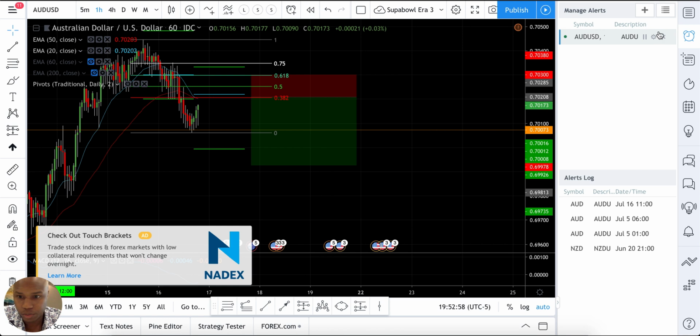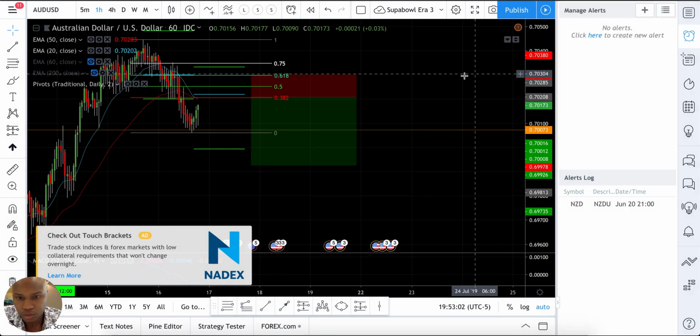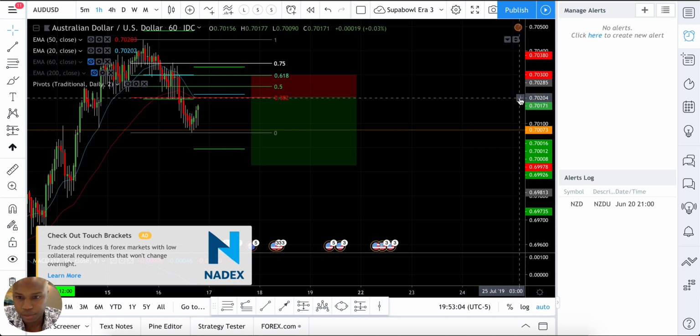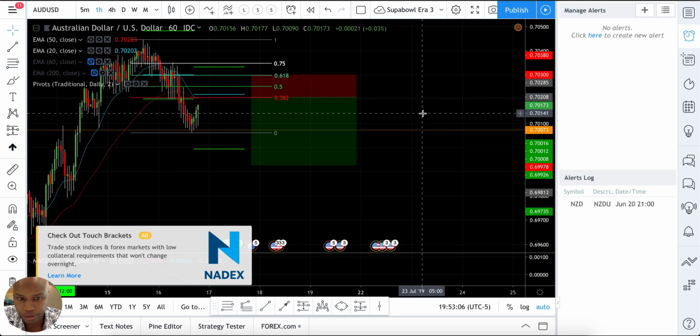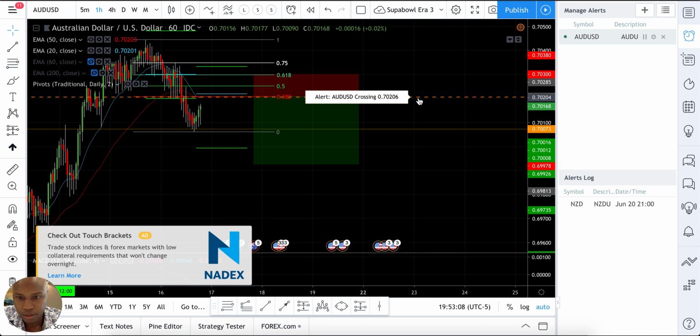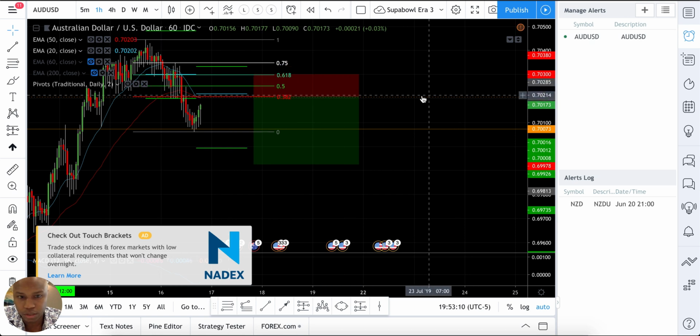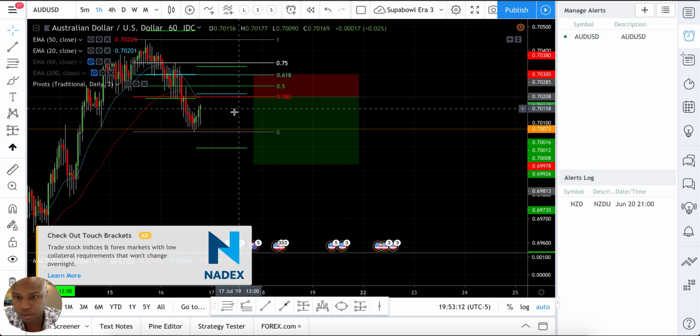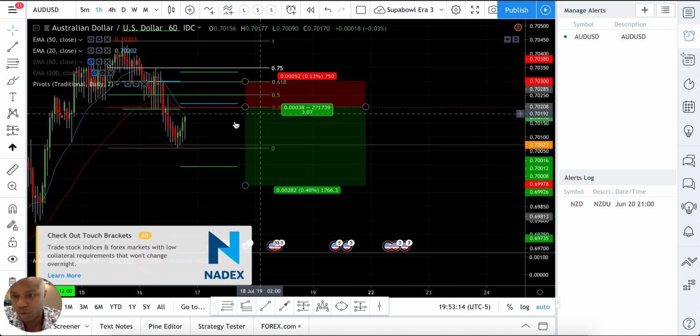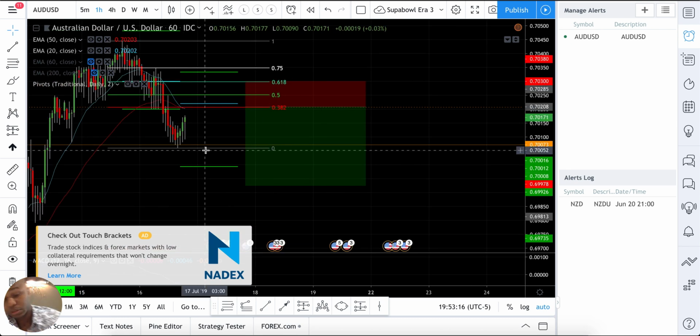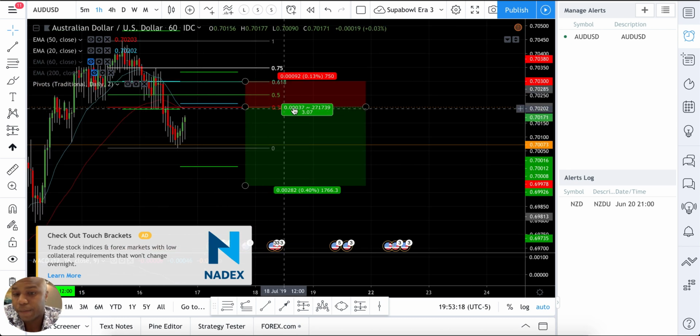Man, they're killing me with this. So if I get rid of that, they'll let me put an alert here. Okay, so basically this is going to go off as soon as it gets touched. So I'm waiting for it to get touched. It'll go off. I'll jump back on the chart. Look to place this trade.